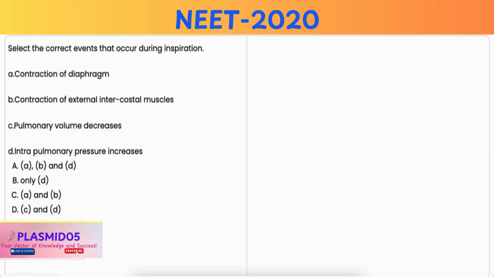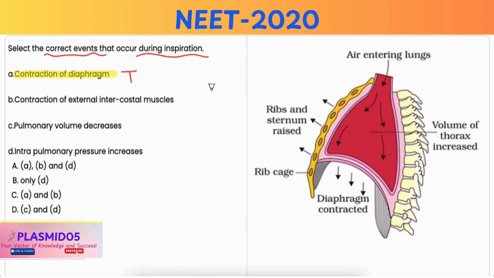In this question, you have to point out the option that includes the correct events that occur during inspiration. Now, event A, contraction of diaphragm. This is correct. During inspiration, the diaphragm contracts and moves downwards, increasing the volume of the thoracic cavity and helping air to enter the lungs.